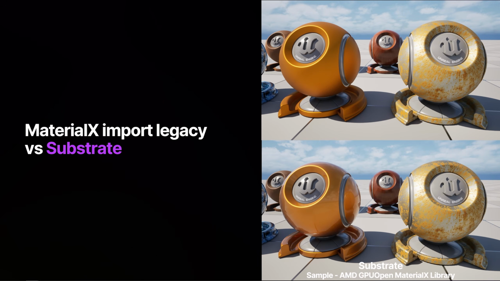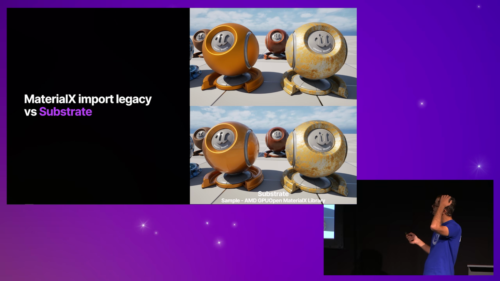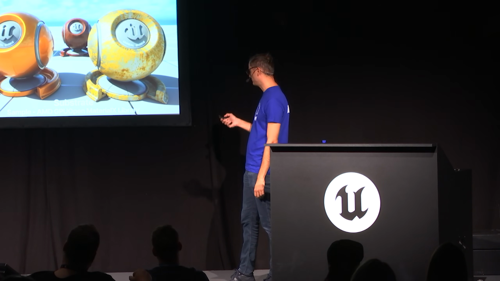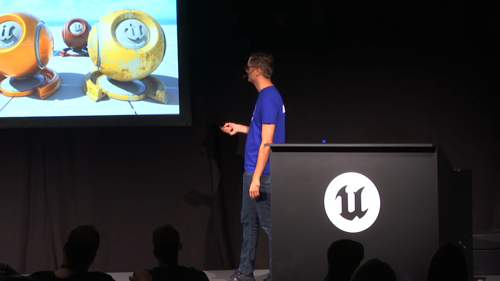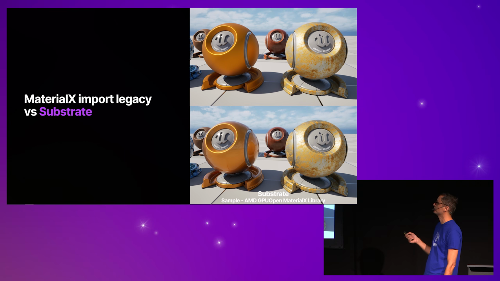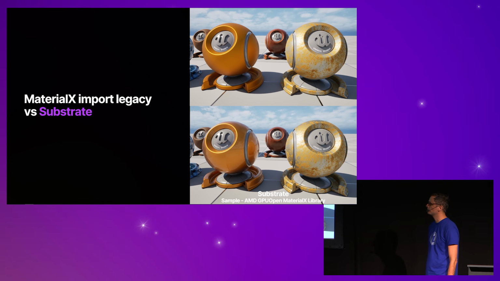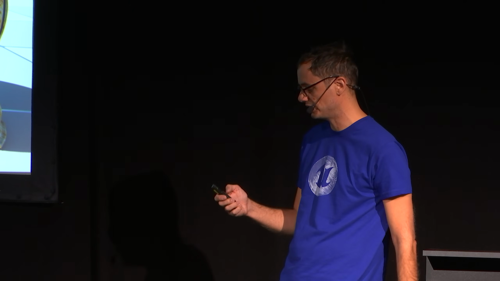That's just to quickly highlight: here I imported some MaterialX files with legacy and converted to Substrate, auto-convert to Substrate, and here I enable Substrate from scratch with all the bells and whistles. The main difference here is that you have a coating layer that has been added here that you do not get from legacy. It just shows that by default we have differences, because we use different preset materials depending on whether you use legacy or Substrate.